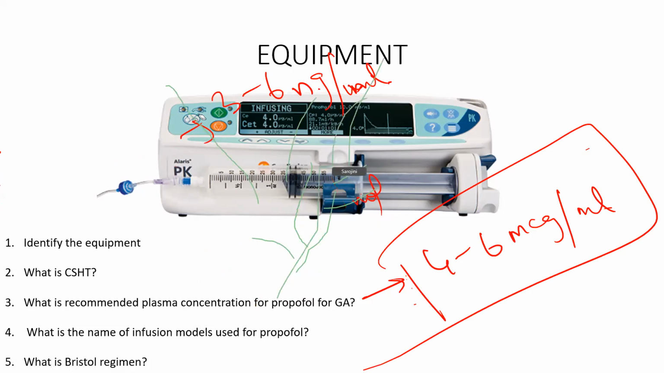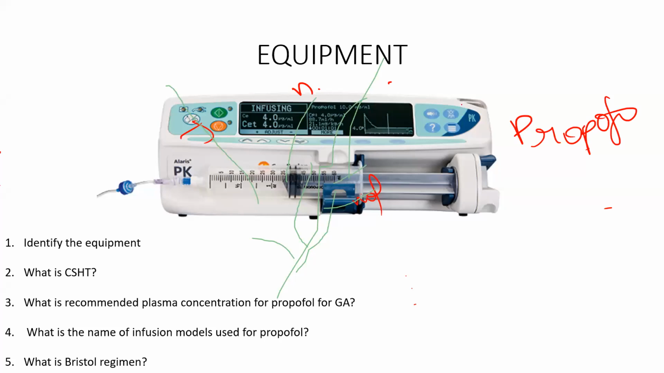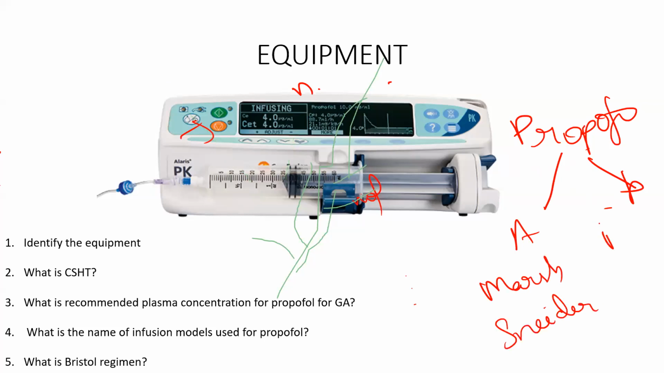Can you tell some of the infusion models used in the TIVA pumps for propofol? Marsh, Minto, Schneider. Schnider and Minto. Yes, Sir. Good. Propofol, you got adult and pediatrics. For adult, you got Marsh, you got Schnider. For pediatrics, you got Paedfusor and you got Kataria.